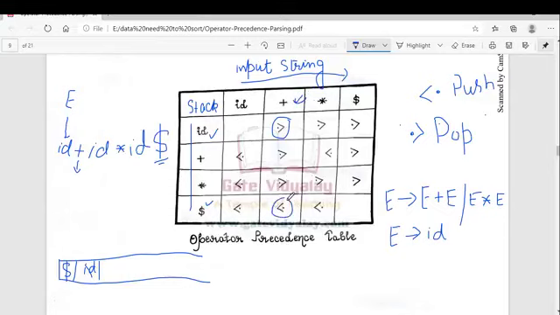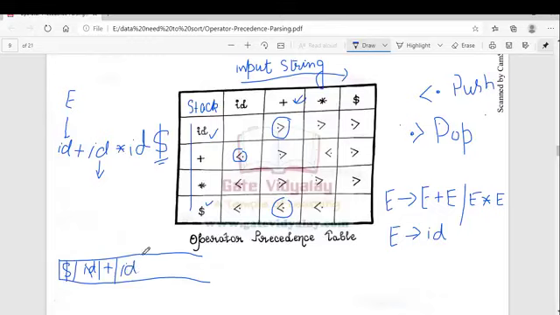I get this symbol. So this symbol shows push. Okay. So I will push this current pointer into the stack, and plus is added into the stack. Now, if plus is added into the stack, our pointer moves towards the next symbol, that is id. Now top of the stack is plus, and our current symbol is id. If I get this symbol, I have to push that symbol into the stack. So I will push id into the stack.